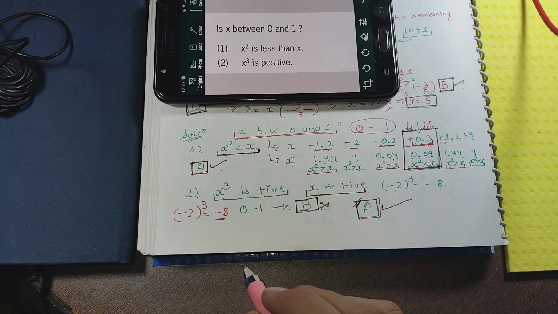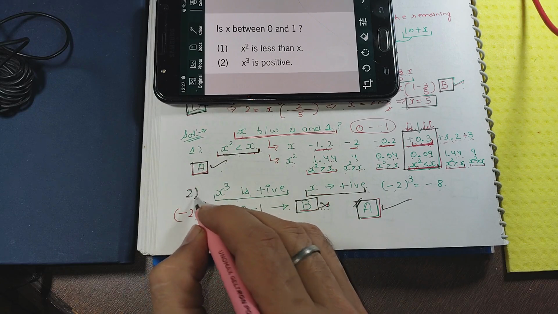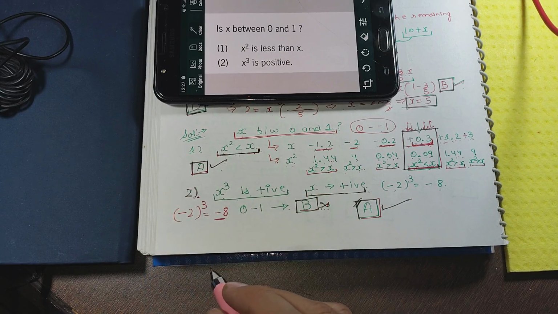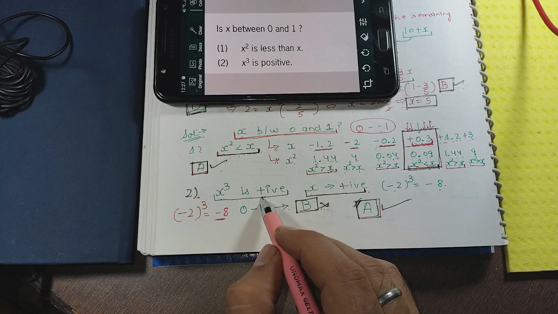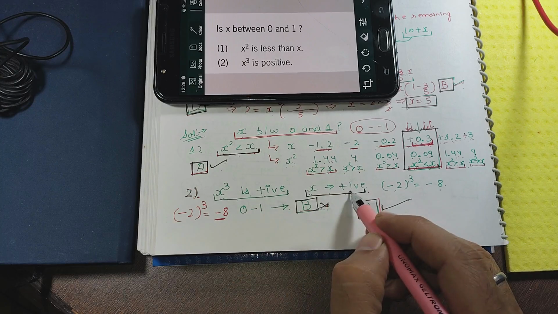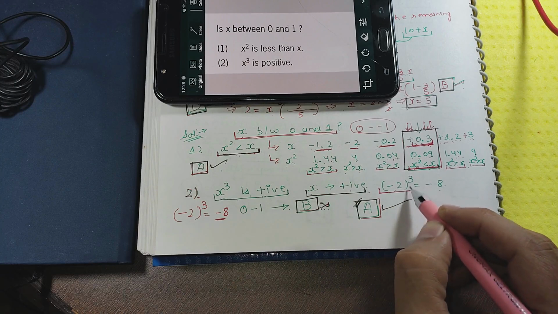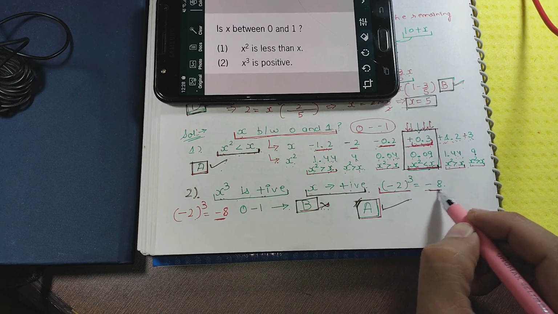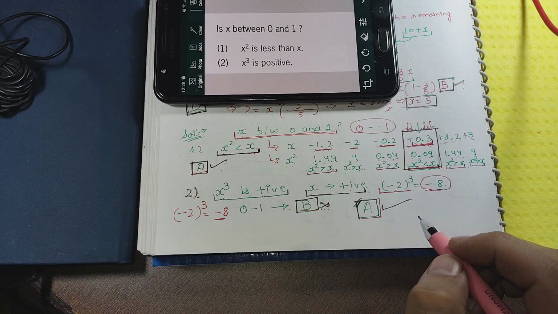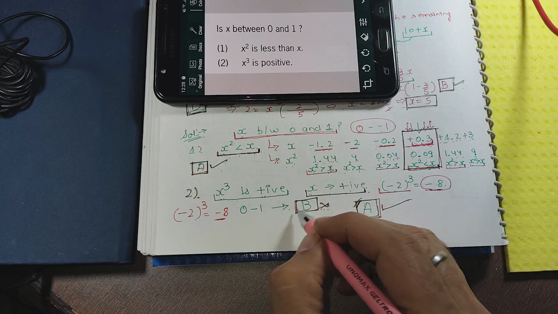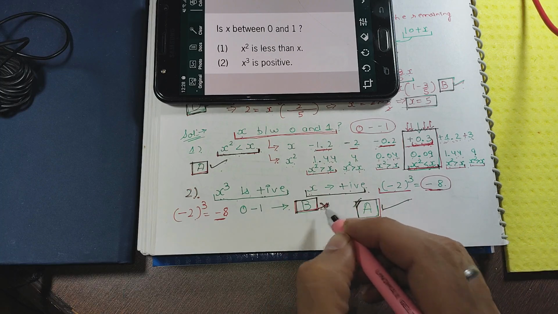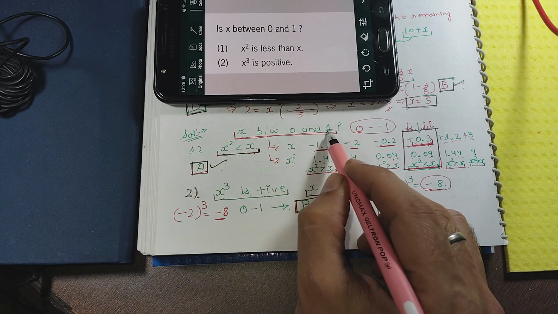Right? Now moving to statement 2. Statement 2 tells me that x cube is positive. Now if x cube is positive, that means x is positive. If we take x to be negative, let us suppose minus 2 cube, that will be minus 8 and x cube will be negative. So this doesn't tell me any information about whether x is between 0 and 1 or not.